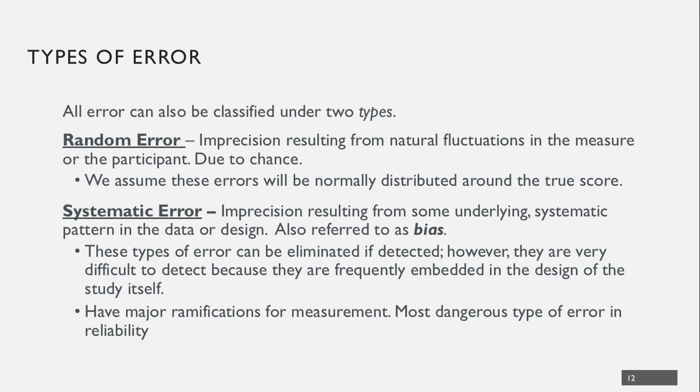And then there's systematic error. And this is considered the most dangerous type of error in reliability. So it is the imprecision resulting from some underlying systematic pattern in the data or design, also referred to as bias.